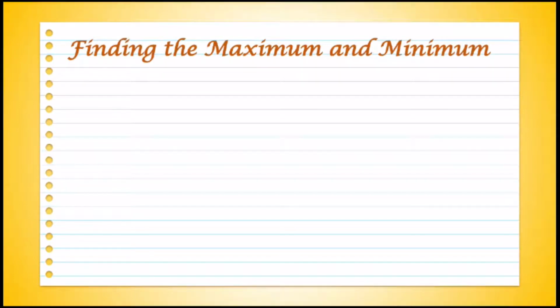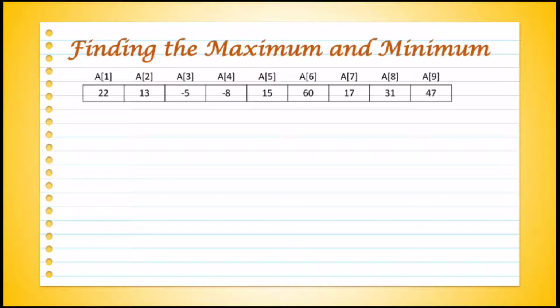Hello everyone. In this video, we will study how to find the maximum and minimum number in a given list. So suppose these are the given numbers: 22, 13, minus 5, 8, 15, 60, 17, 31 and 47, which starts from a of 1 till a of 9. So there are 9 elements, and out of that we have to find the minimum number and maximum number.